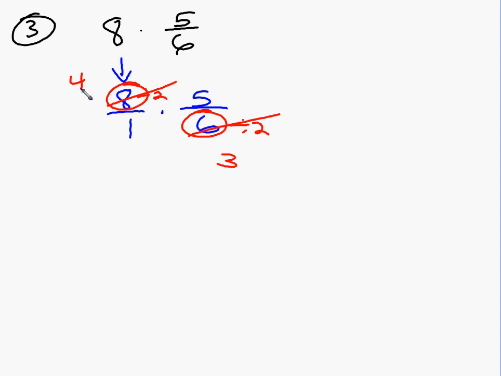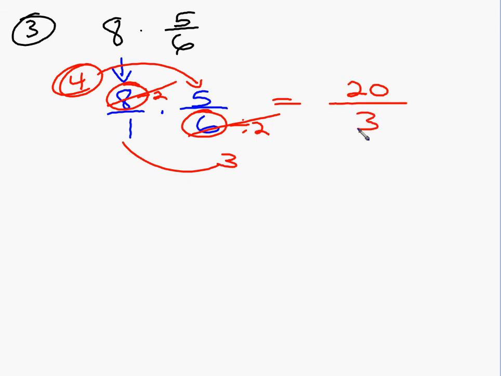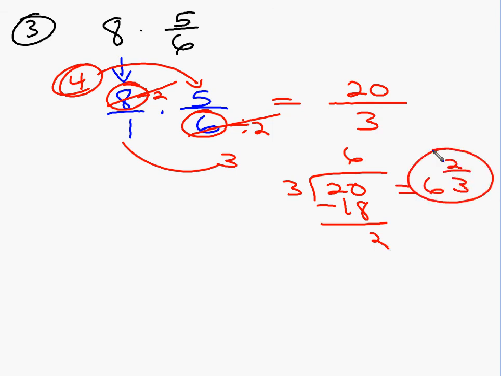Now look, now I can multiply across. 4 times 5 is 20. 1 times 3 is 3. And there's my answer. 20 over 3 is an improper fraction. It's ugly, but we could leave it that way, or we could change it into a mixed number. 3 goes into 20 6 times, which is 18, 2 left over. So it's the same thing as 6 2/3. All right. One last thing about fractions.